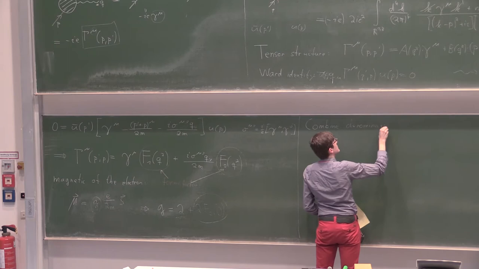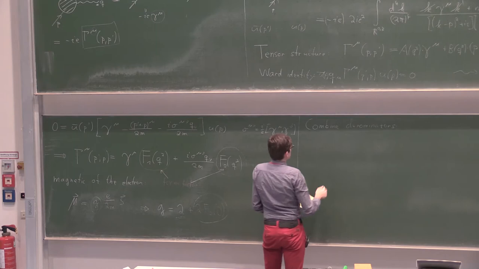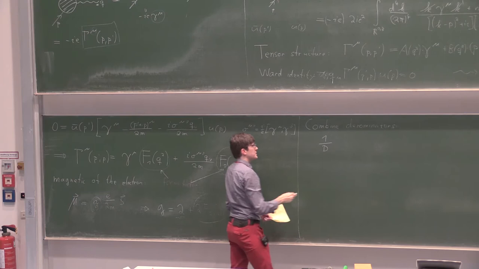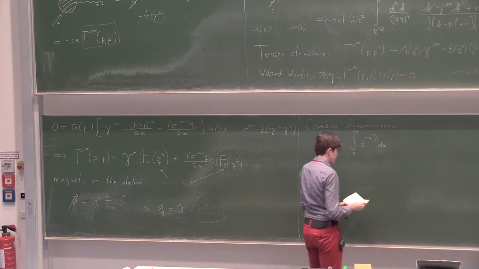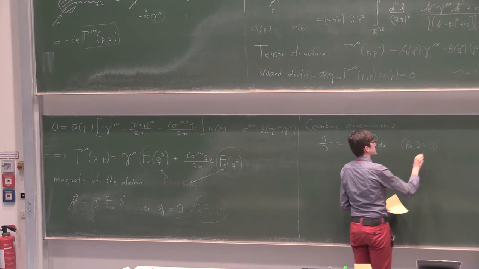What we do here is the Schwinger trick. So consider a denominator. So you have something like 1 over d in your expression. And you know you can write this as the integral from 0 to infinity of e to the minus x d dx. Well, to be precise, you should rather ask that the real part is greater or equal to 0 for this integral to make sense and converge.